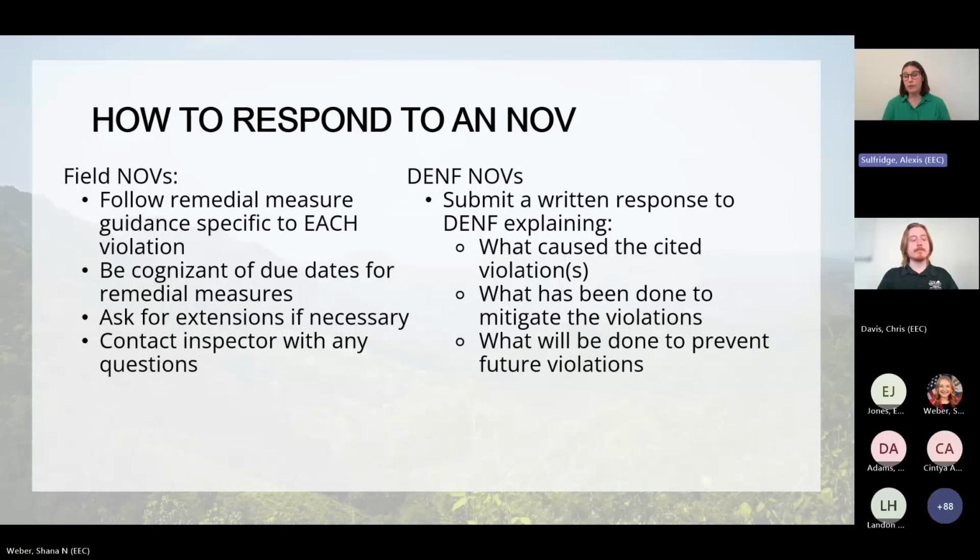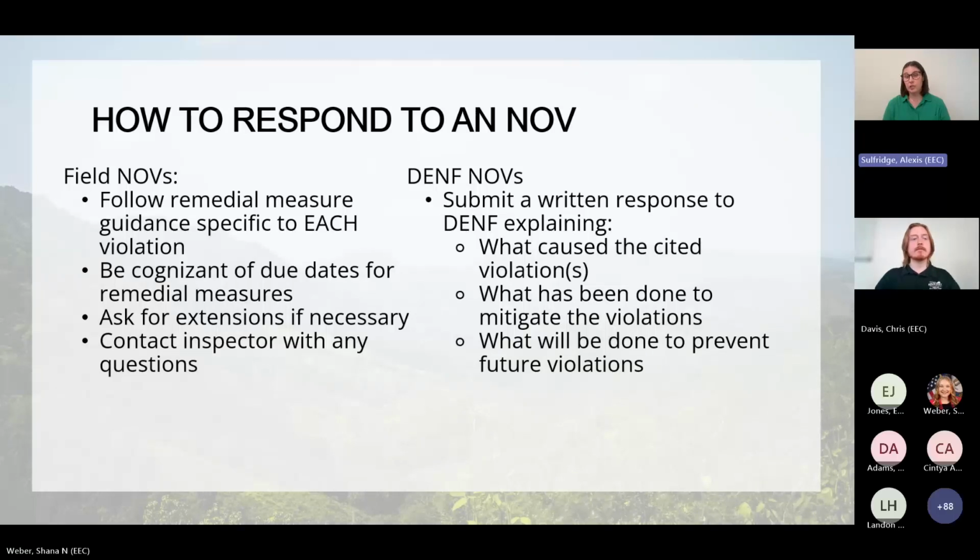However, it's really important to recognize that even if they look very similar, the requirements to return to compliance for each of them may be different. And be cognizant of those due dates for the remedial measures. The information for the issuing agency is right there on the NOV.